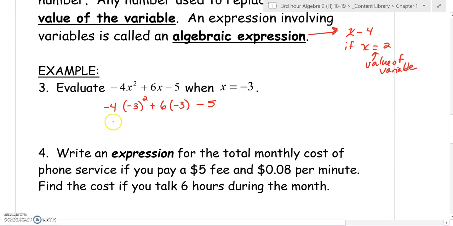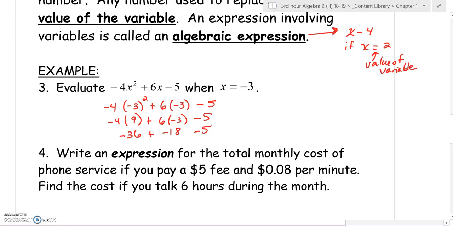So I'm going to do my exponents first. I see negative 3 squared. I know that when I square a negative, it always becomes positive. So negative 4 times 9. And I'm going to keep my parentheses there so that I remember to multiply. So I've got multiplication and then multiplication again. I'm going to multiply negative 4 times 9, which is negative 36. I'm going to multiply 6 times negative 3, which is negative 18.